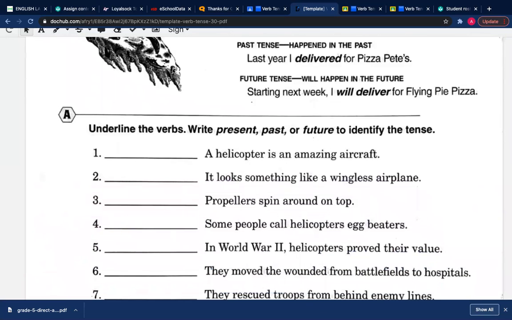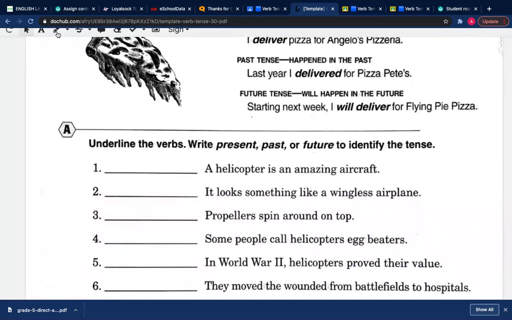In part A, it tells us that we need to underline the verbs. And then we need to write present, past, or future on the line to identify what tense is being used. For example, in number 1, a helicopter is an amazing aircraft. Okay, so we need to find out what the verb is. The verb in this sentence is a linking verb, is. We learned about those earlier this week.